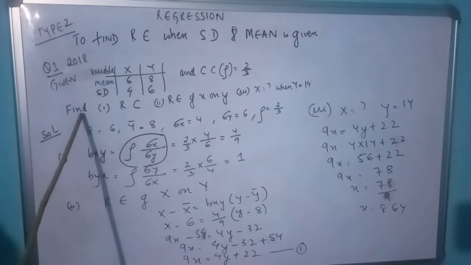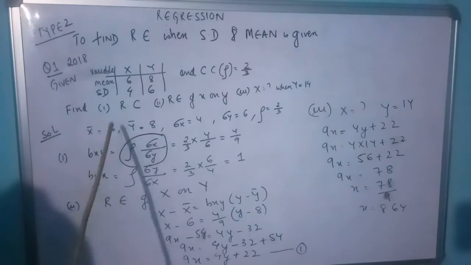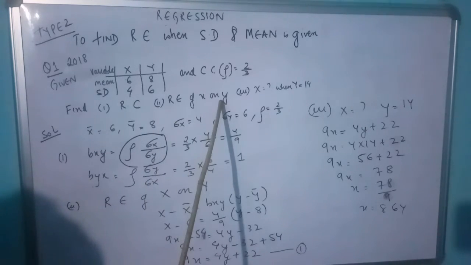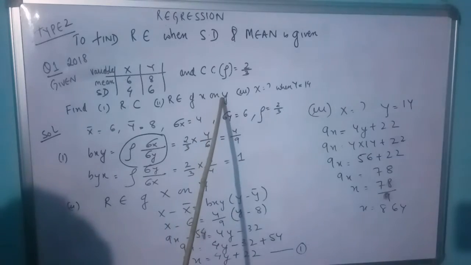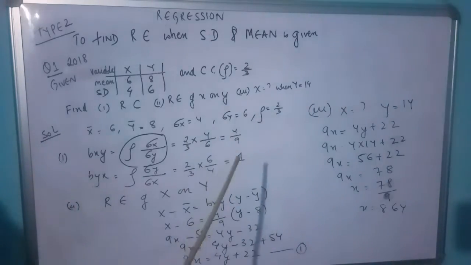So what is it that you are supposed to find? You have to find regression coefficient. What is your regression coefficient? It is bxy and byx. Then regression equation of x on y. You don't have to find both, you just have to find x on y. And you have to find the value of x when y equal to 14. So let us start with the solution.